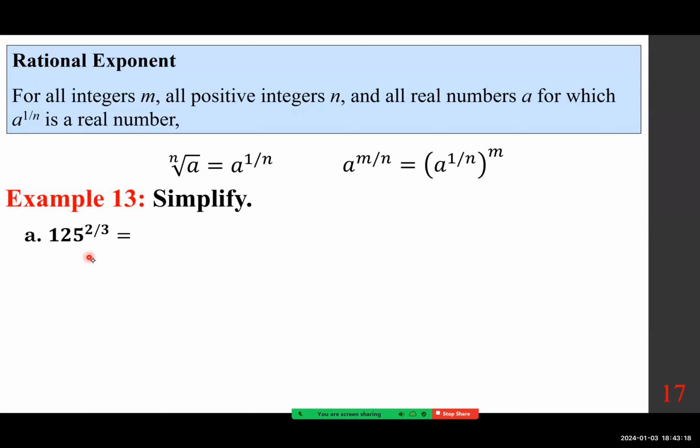When we have this one, it's easier to rewrite it as 125 to the power of 1/3, then to the power of 2, because of the square root format. Let me use a different color. So this one would be the cube root of 125, which you know to be 5. Square it and you get 25.